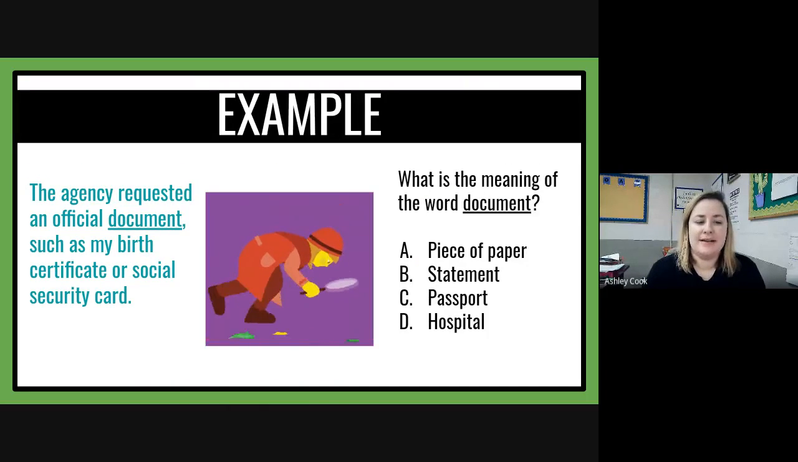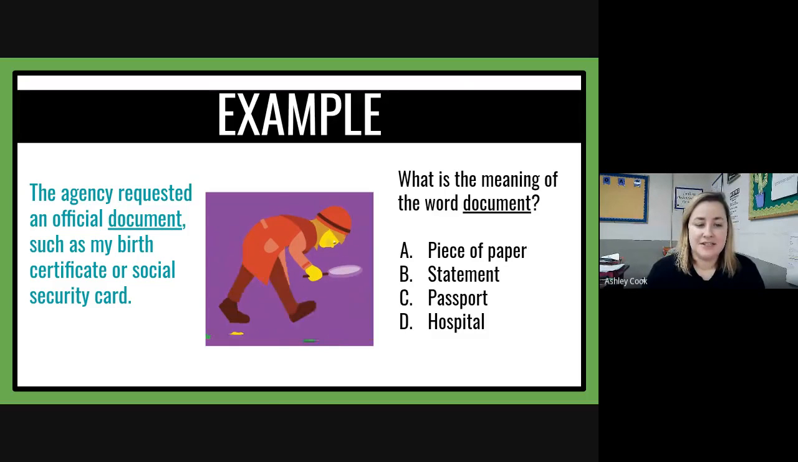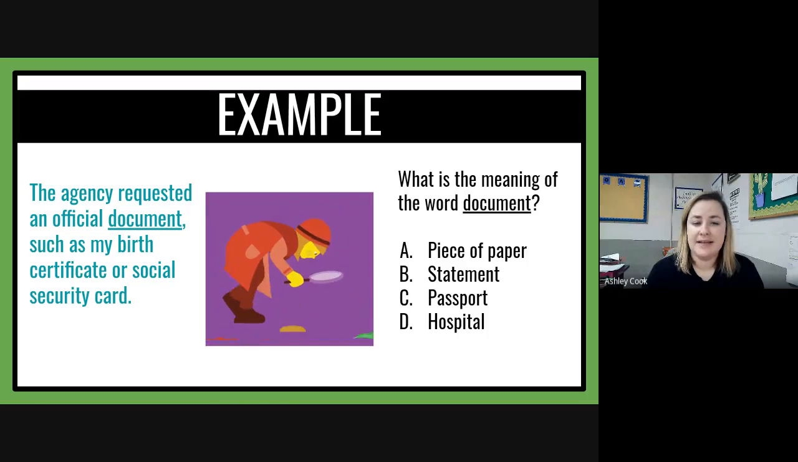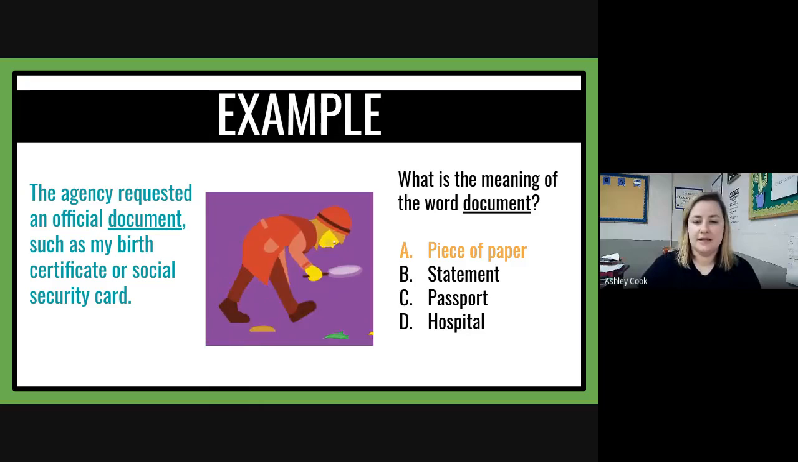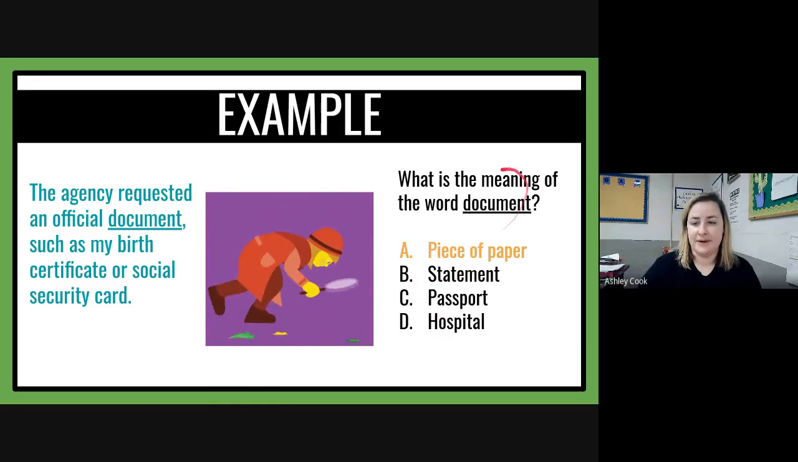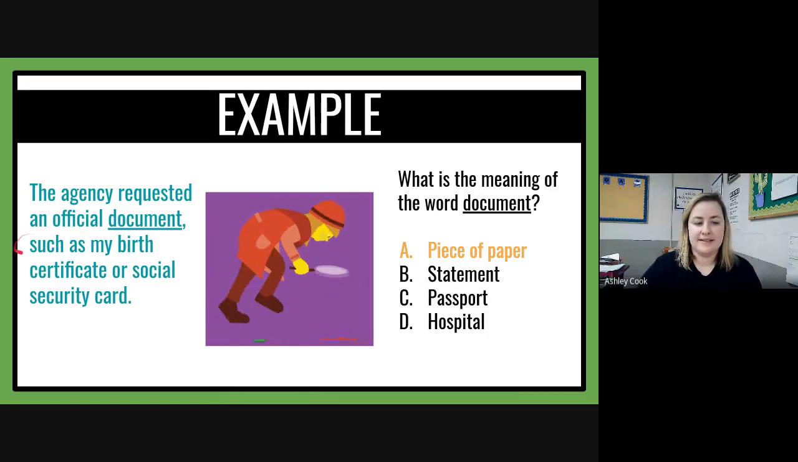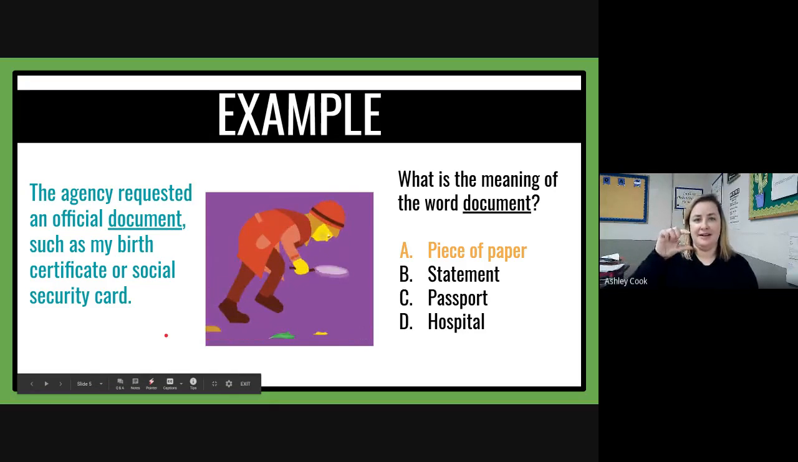The agency requested an official document, such as my birth certificate or social security card. What is the meaning of the word document? A piece of paper, a statement, a passport, or a hospital? Pause the video, take a second, and think of what the best answer would be here. The best answer would be a piece of paper. We see clue words here, such as birth certificate, which is a piece of paper, and your social security card is just a little tiny piece of paper.